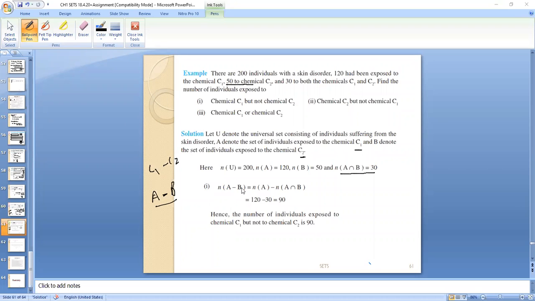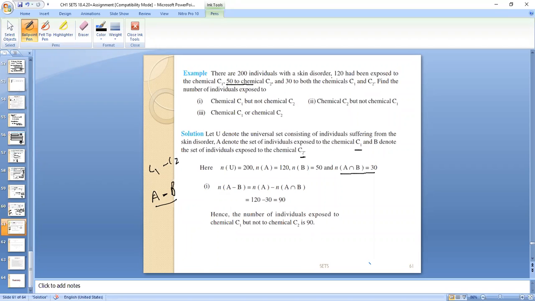So A minus B is what? The number of elements in A minus the number of elements common to A and B. You remember how we were calculating the difference of two sets A and B? From the number of elements of A, we were subtracting all those elements which are common to A and B. This is a formula you can also keep in mind: n of A minus B is the number of elements of A minus the number of elements common to A and B, that means A intersection B.